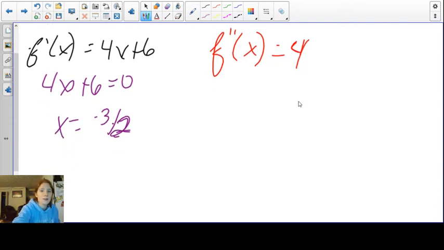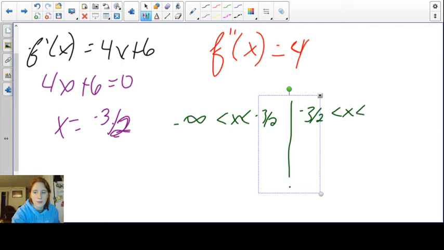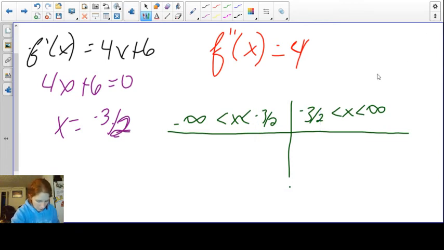So I've got my points: from negative infinity to x to negative 3 halves, to negative 3 halves plus x is less than infinity. When I plug those in, I'm going to pick, since negative 3 halves is negative 1.5, negative 2. I'm going to plug that negative 2 into my derivative. So I get negative 8 plus 6, which is negative 2, which is a negative number, so I'm decreasing.